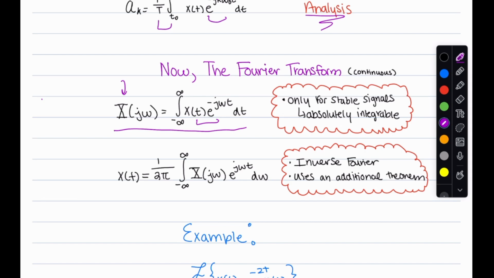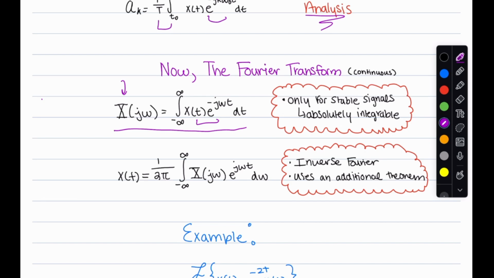The quick note here is that the Fourier transform only works for stable signals. Stable signals are signals where, if there is a bounded input, there would be a bounded output. There are two reasons for this, and I think the second one is the most important. The first one is just mathematical. In order to do this integral, the term inside the integrand needs to be absolutely integrable. That's pretty logical, pretty intuitive. But the second one actually tells us why.